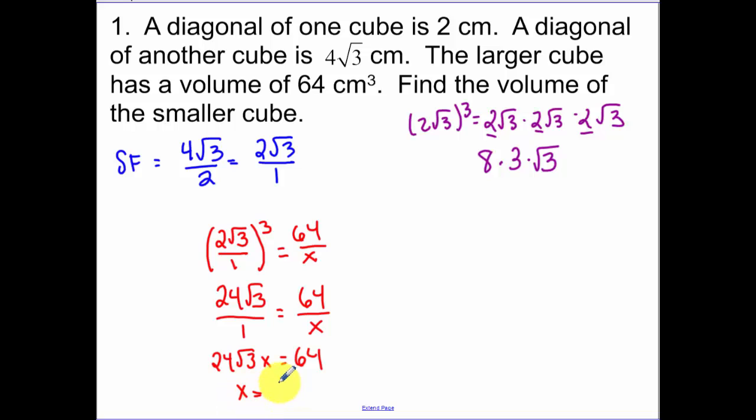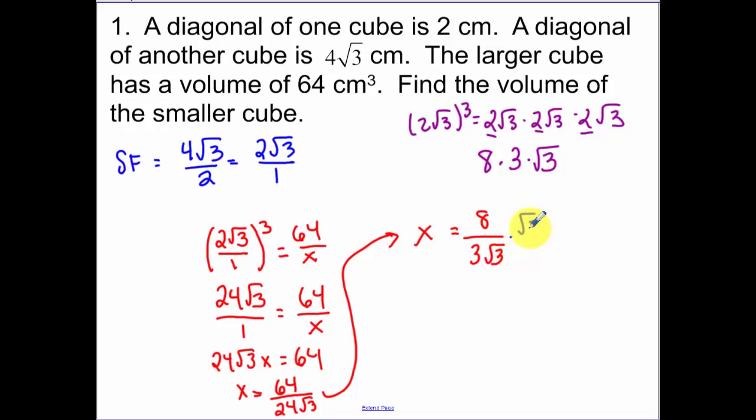Divide. Now up over here, I'm going to simplify 64 over 24. That simplifies to be 8 over 3 root 3. I can simplify those numbers, anything that's outside the radical. Now I need to rationalize the denominator.